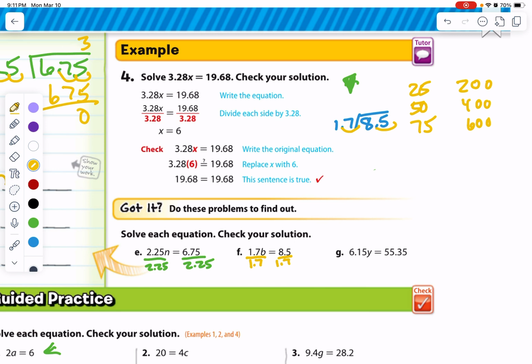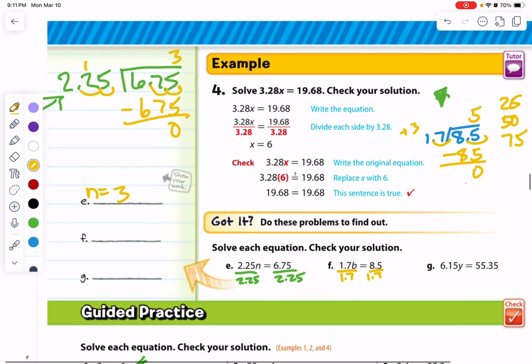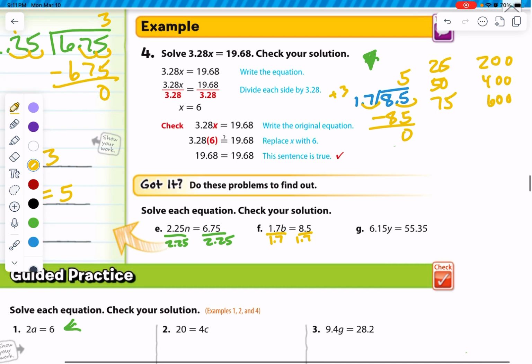I like it. Let's try it. So if it's 5, 5 times 7 is 35. And 5 times 1 is 5 plus the 3 is 8. Worked out just fine. So our variable is b. B equals 5.